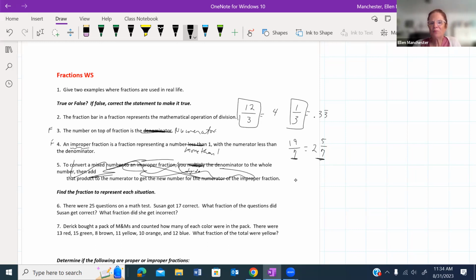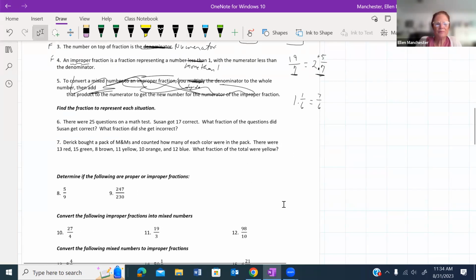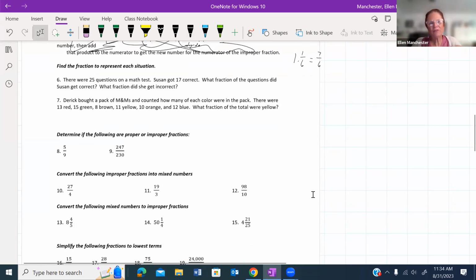In order to do a mixed number back to an improper, you're going to multiply. 7 times 2 is 14, and then add. So that is correct. You multiply and then add. So if I had 1 and 1/6, I multiply: 6 times 1 is 6, plus 1 is 7/6. So the denominator will always stay the same. Okay, all right.